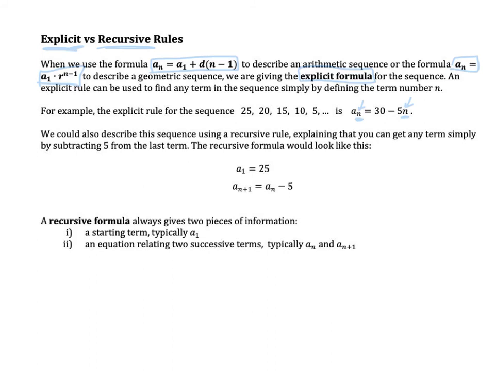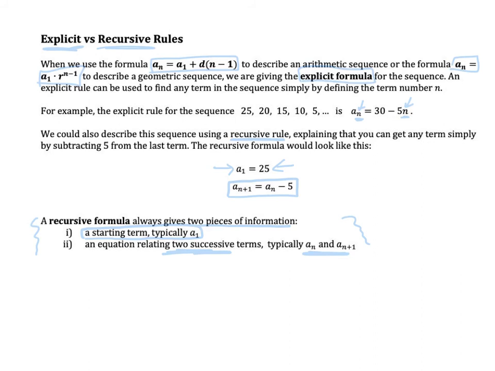If you have a recursive formula or a recursive rule, that is not the case. Instead, we give you a really simple rule and we give you a starting point, right? So here are the rules for a recursive formula. We always give 2 pieces of information. We give you a starting term, which is typically a sub 1. Where do you begin your sequence? And then we give you a relationship between the 2 successive terms.